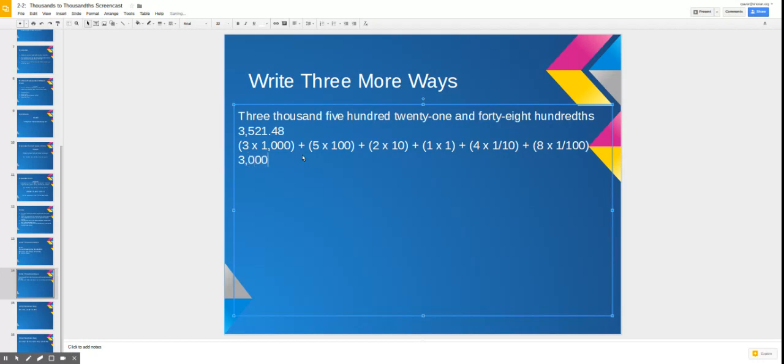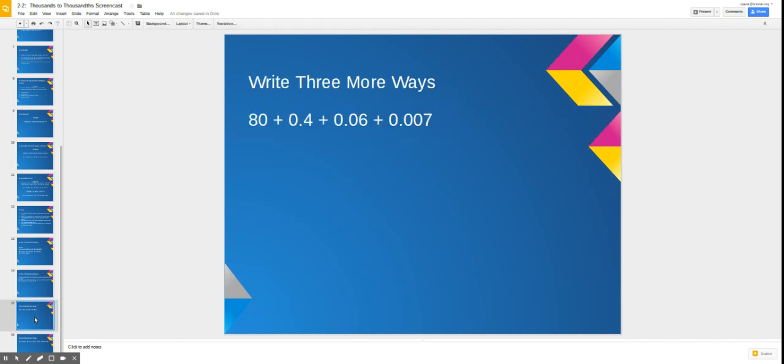Expanded form is now solving the multiplication problems and leaving those as an addition problem. 3 times 1,000 is 3,000. 5 times 100 is 500. 2 times 10 is 20. 1 times 1 is just 1. 4 times 1/10 would be 1/10 plus 1/10 plus 1/10 plus 1/10, or 4 tenths. And 8 times 1/100 is 8 hundredths. And we now have 4 different ways of writing this number, 3,521 and 48 hundredths.